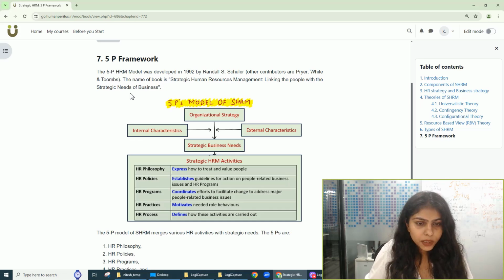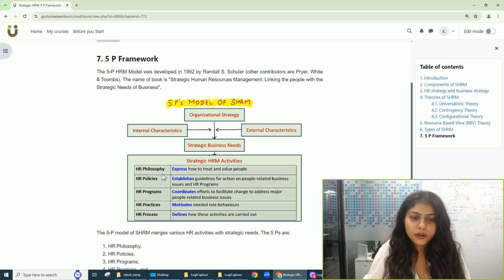So that is to summarize the 5P framework. It entails HR philosophy, policies, programs, practices and process.